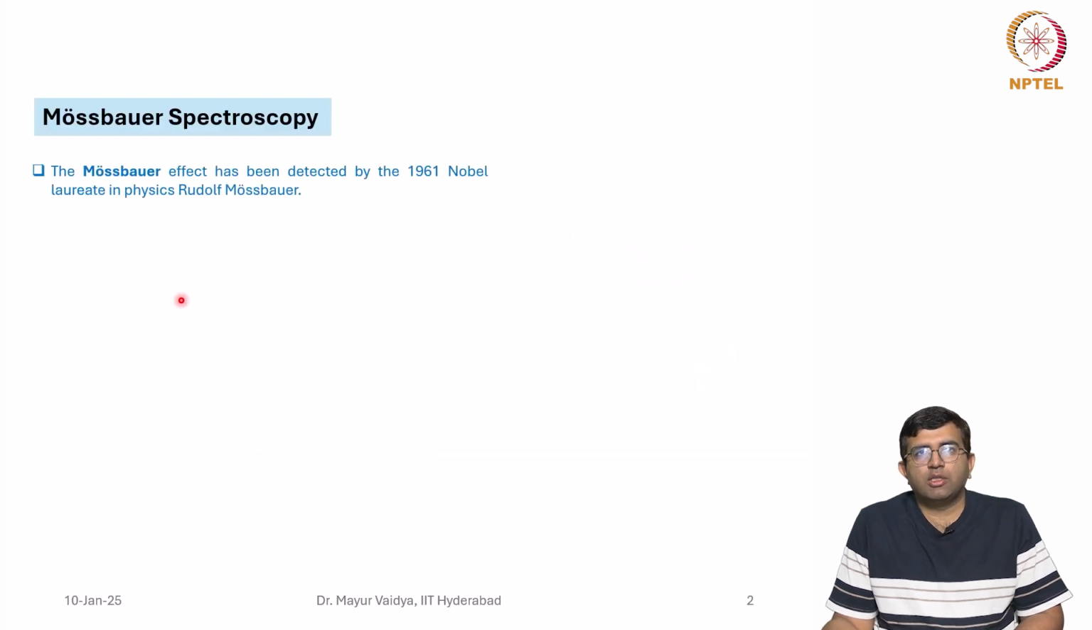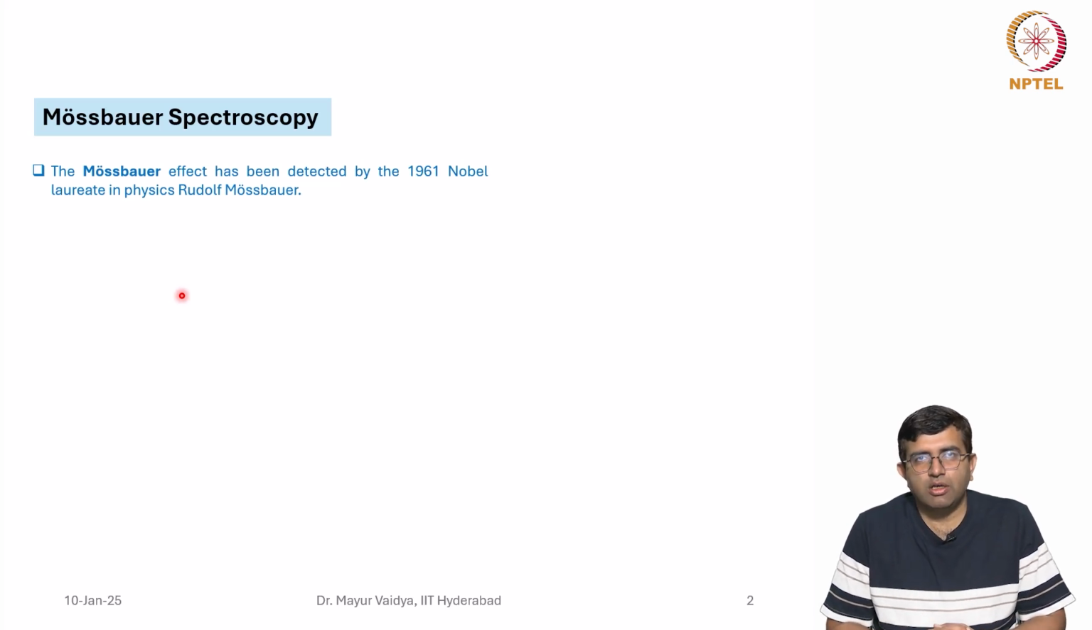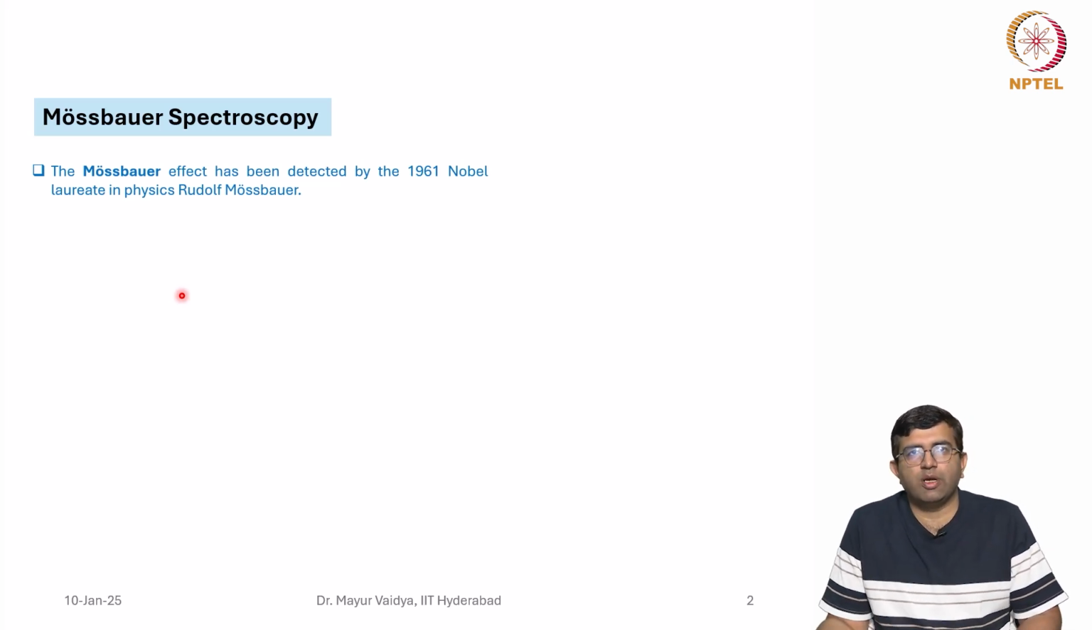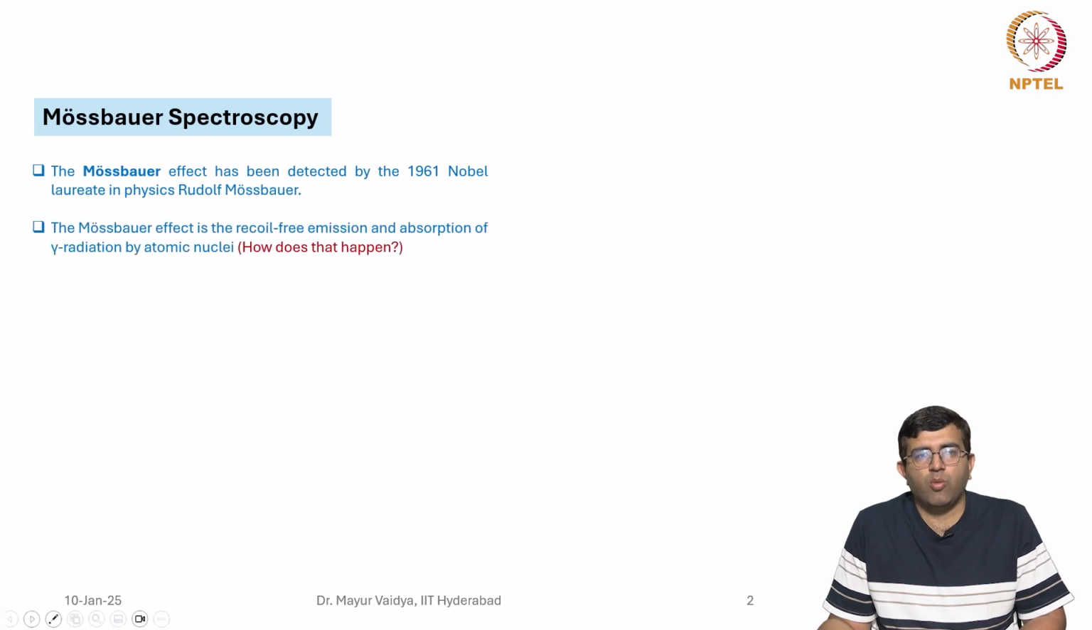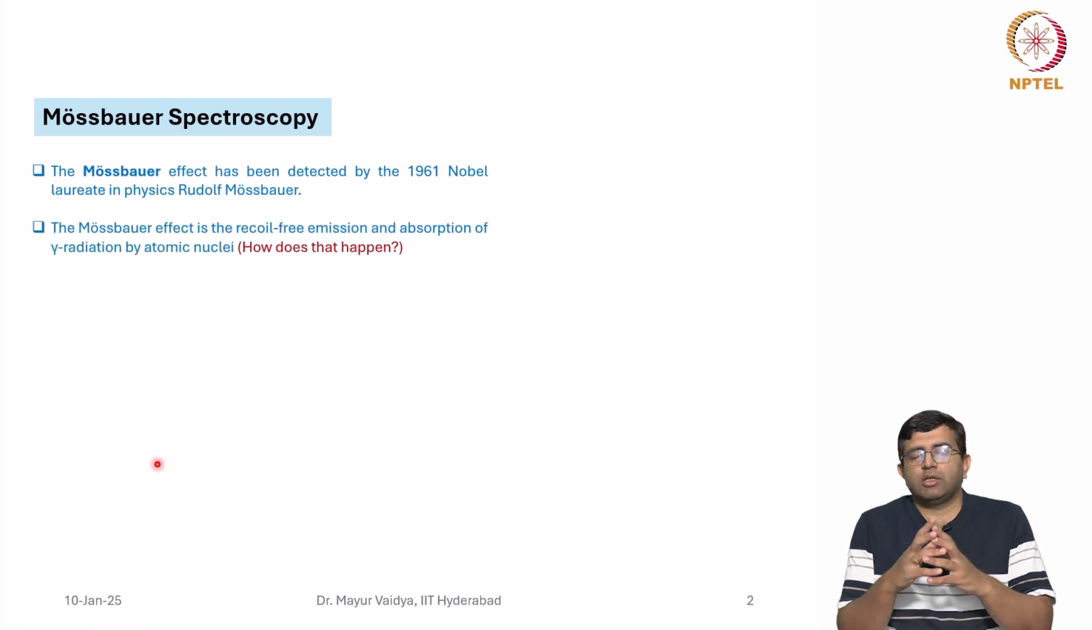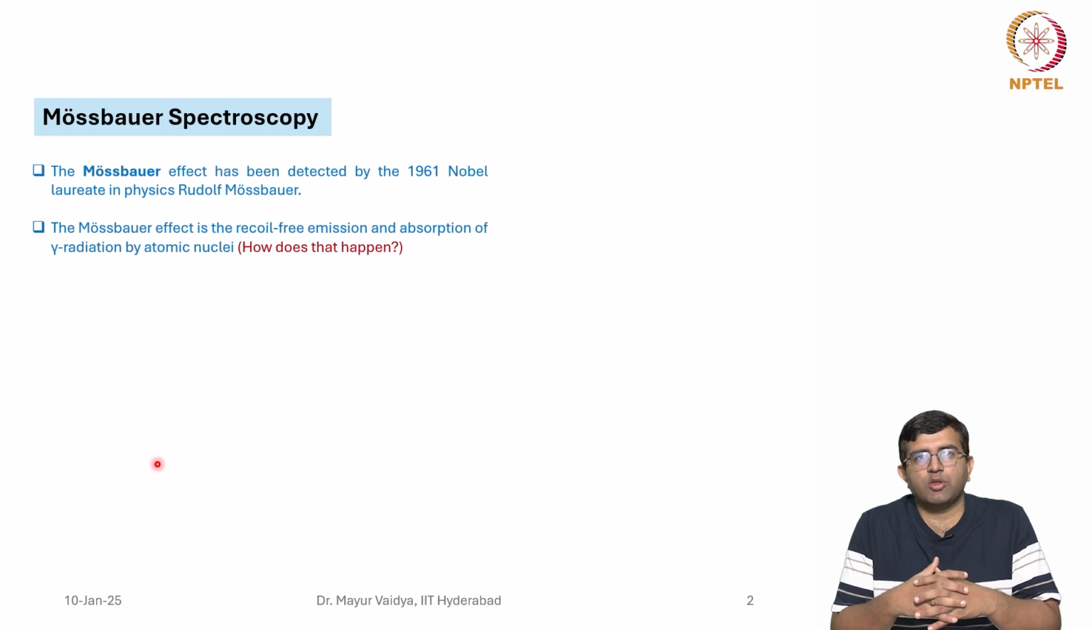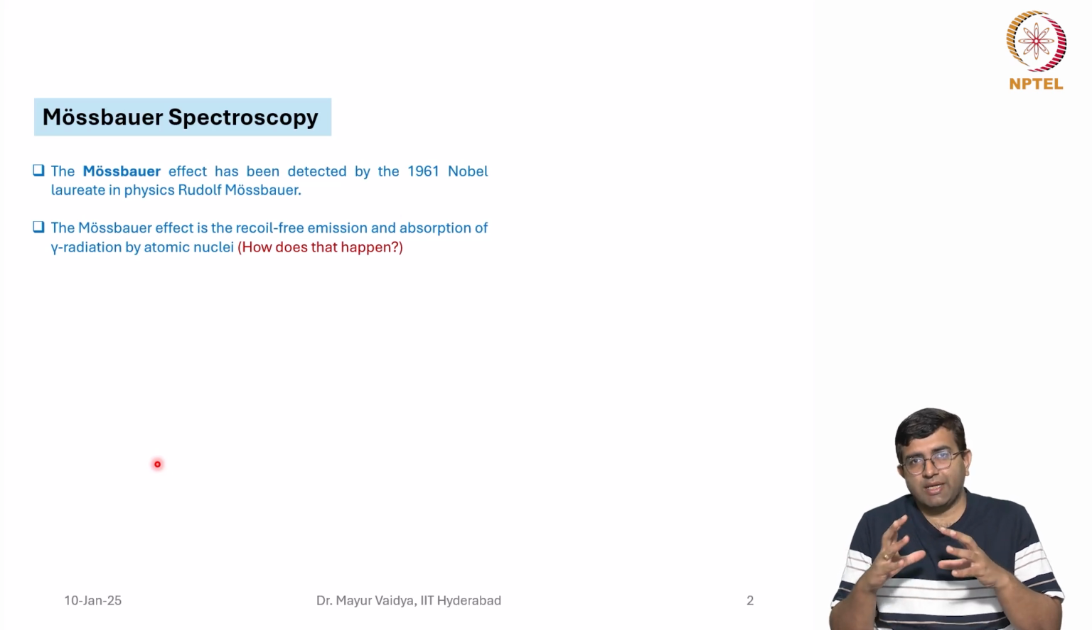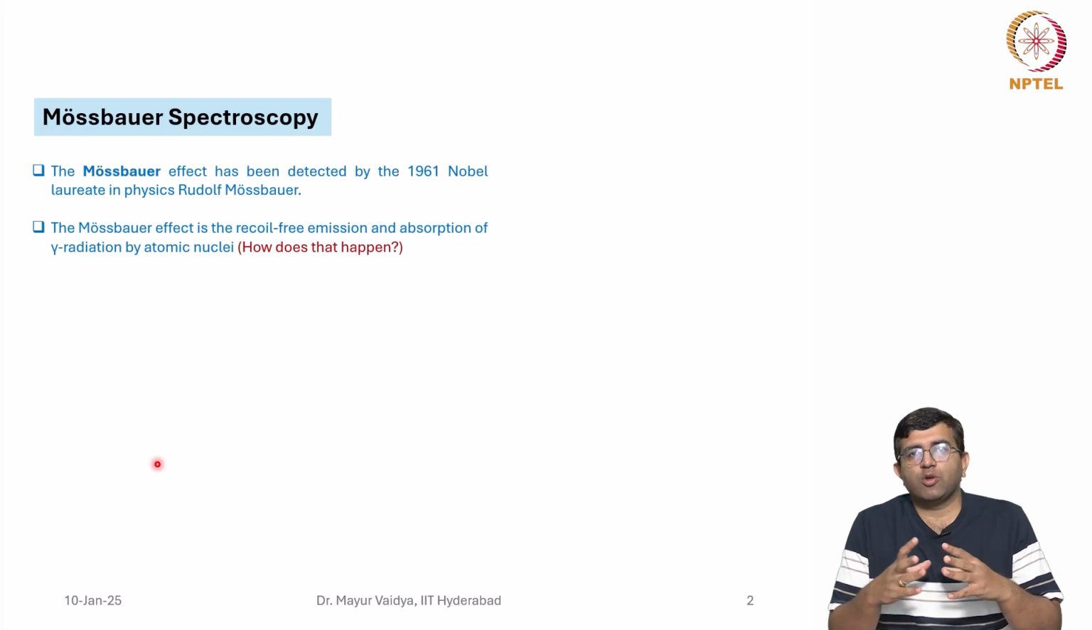So, the Mössbauer effect was detected by the Nobel laureate in physics, Rudolf Mössbauer. It was detected in 1958, for which he received the Nobel Prize 3 years later. What is this effect? It is the recoil-free emission and absorption of gamma radiation by atomic nuclei. Now, we are not going into too much detail of how exactly this happened, but you can, for your own interest, try and find out more about this.